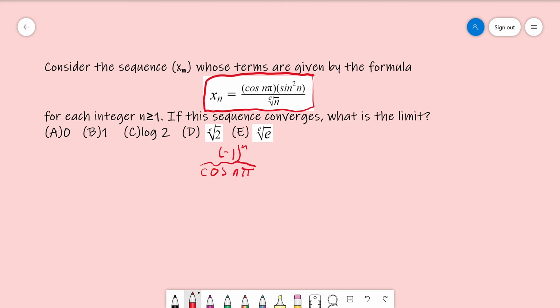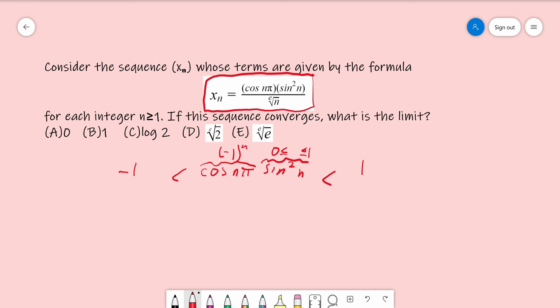And sine squared n, well, we know that sine is bounded between -1 and 1, so sine squared is going to be bounded between 0 and +1. Okay. So we can say that this whole expression, the whole numerator of our sequence, is at least -1 and at most +1.